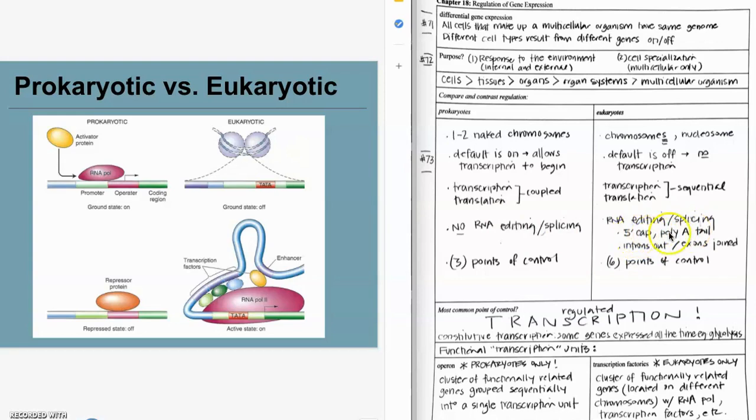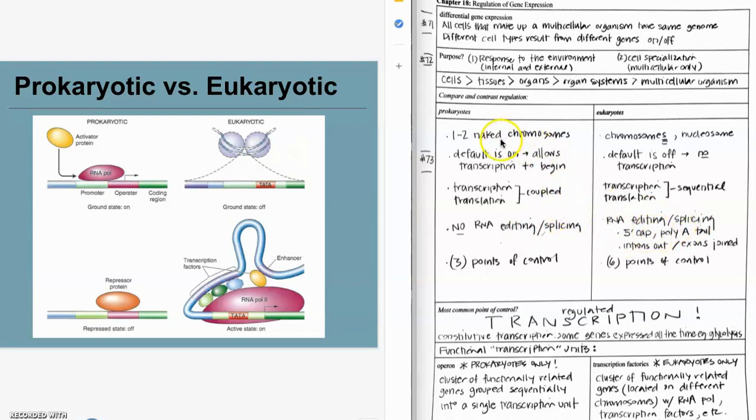which is just a modified guanine. The poly A tail is added to the end, so that's protecting the ends of the messenger RNA. And then the introns are cut out and the exons are joined to make a mature messenger RNA. Then after RNA is edited, it can leave the nucleus and then it can be translated on the ribosome. So no RNA editing over in the prokaryotes, but we have significant RNA editing over in the eukaryotes.